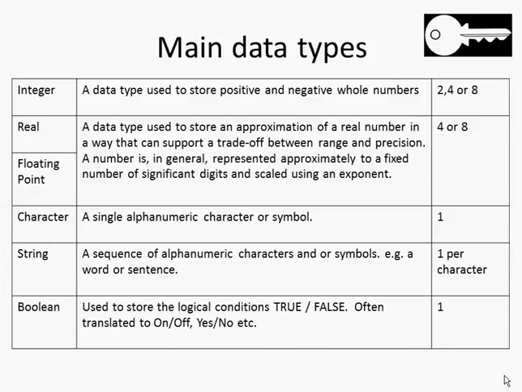Real or floating point data types require 4 or 8 bytes, so again 4 is a good number to use for any number data type. A character requires 1 byte. A string requires 1 byte per character, and when we learn about ASCII and character sets, it'll become clear as to why that is. But that stands to reason. A character 1 byte and a string 1 byte per character.